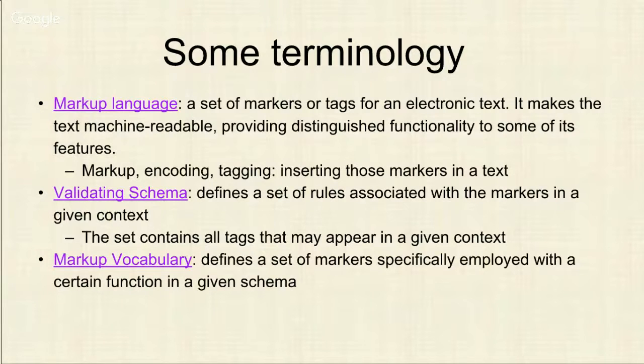Each markup language is also a validating schema in itself. It defines a set of rules that are associated with the markers in a given context, and it contains essentially all the elements or the attributes that can appear or may appear in a given context. It is also a markup vocabulary, which has a more semantic function. It defines the functions of the markers that are employed to mark up specific features in a given schema.